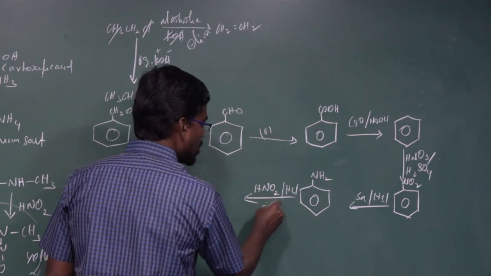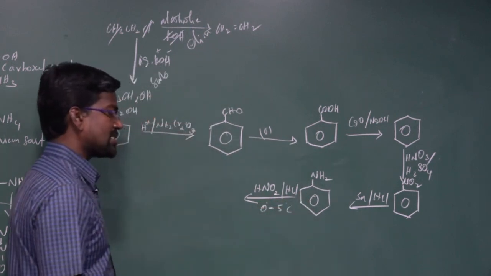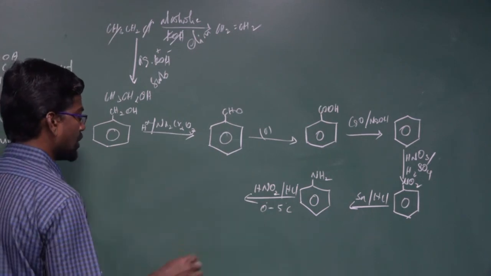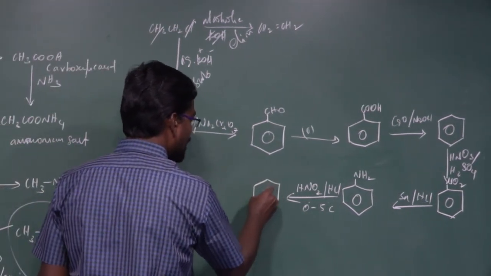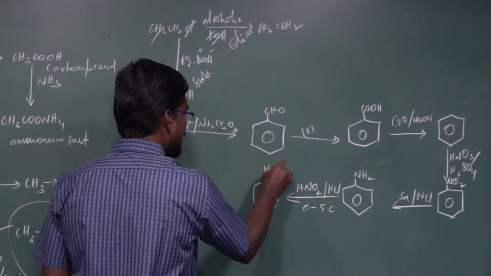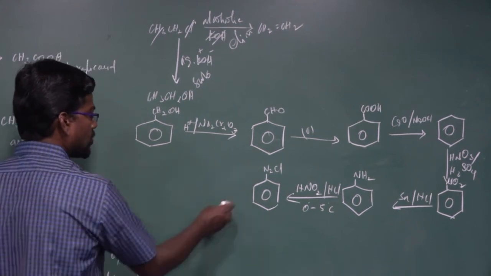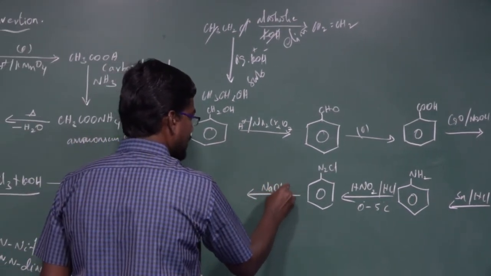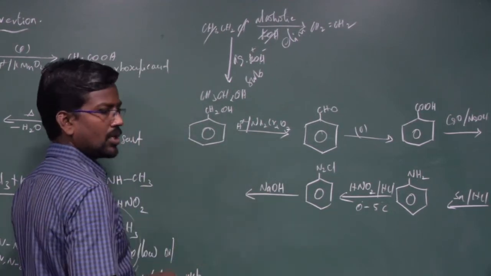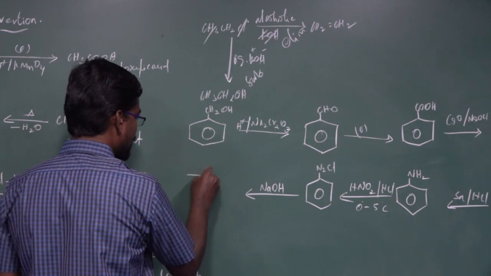Aniline further reacts with nitrous acid, HNO2, and hydrochloric acid at 0 to 5 degrees Celsius. Ice cold condition is stable, dry condition is unstable, to form benzene diazonium chloride, an important reagent, N2Cl. The benzene diazonium chloride further reacts with sodium hydroxide. It is called the Gomberg reagent.